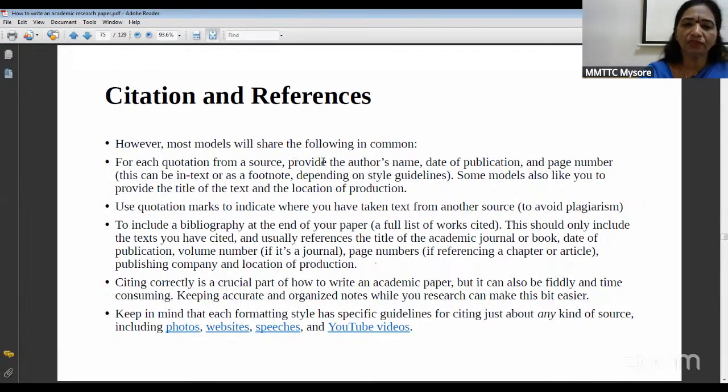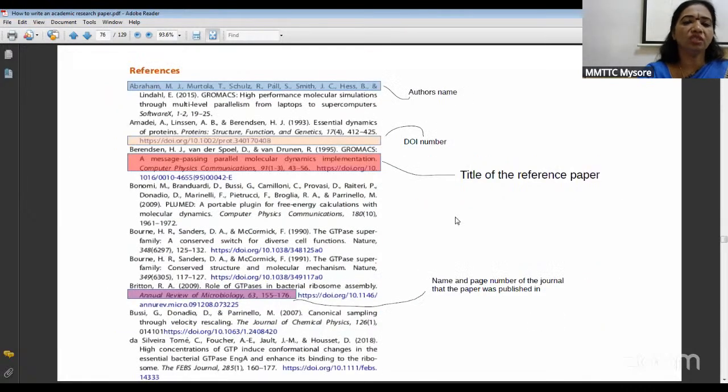So here, most models will share the following in common. What will we have in our citation? They will provide the author's name, date of publication, page numbers, and some models also provide the title of the text and location of the production. So keep in mind that each formatting style has specific guidelines for citing just about any kind of source. So you see here we have shown some citations. Here the citation shows the author's name, and I told you what the DOI number is in the last class, and also the title of the reference paper. Okay, and also you can see here the name and page number of the journal that the paper was published in. So all this information should be there in your citation list.